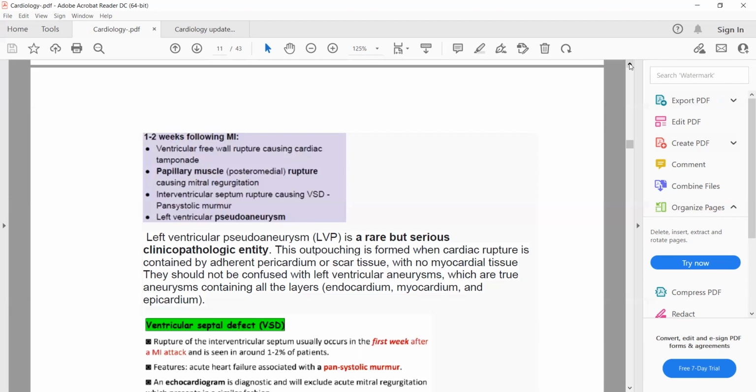So we are discussing complications of MI that can occur 1 to 2 weeks after MI. Due to rupture of scar tissue, ventricular wall rupture can occur, which can lead to cardiac tamponade. Now, the ventricular septum can also become ruptured after MI, which will lead to ventricular septal defect. And a rupture of papillary muscles after MI can lead to mitral regurgitation.